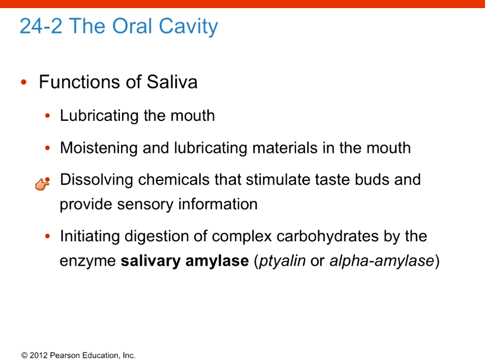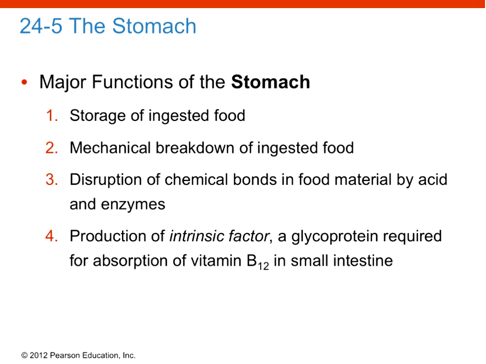In your saliva, you do have an enzyme called salivary amylase, and the job of salivary amylase is to help break down starchy things, complex carbs. So there is a little teeny tiny bit of chemical digestion that takes place in your saliva, in your mouth, but it's just really to break down carbs. And then there are also chemicals in your saliva that help to stimulate your taste buds and provide sensory information.